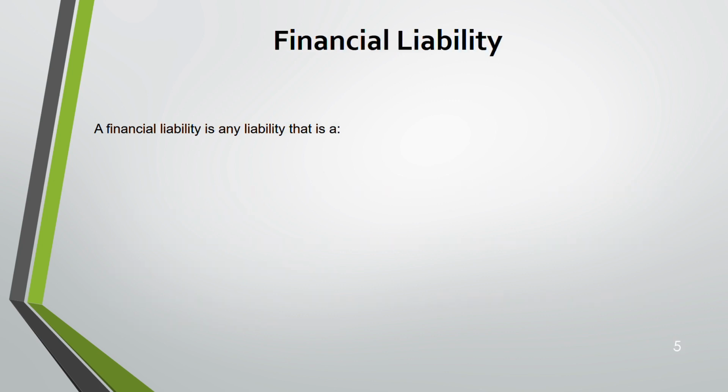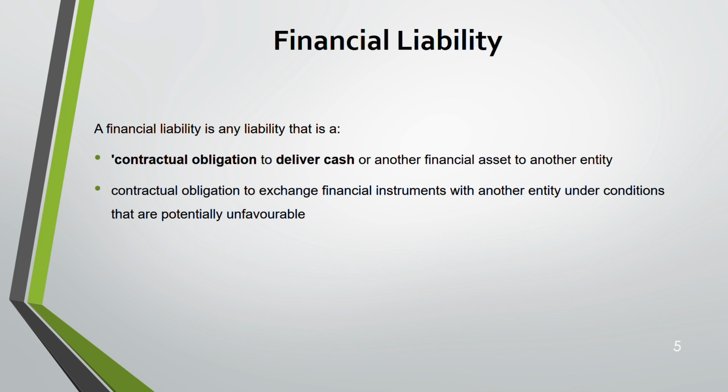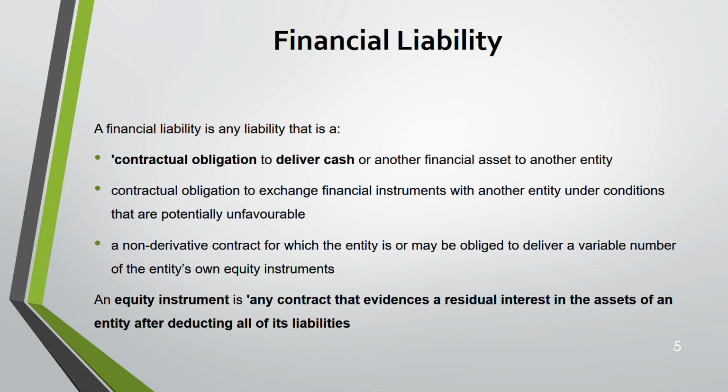Okay, moving on to financial liability. Just change the word, everything else remains the same as how we defined financial asset. Now it is not a contractual right, it is an obligation for you to deliver cash or another financial asset to another entity. Here also it is the same thing, but an obligation to exchange financial instruments on conditions which are unfavorable. Third, a non-derivative contract, again the same thing. This time it is to deliver. Earlier it was to receive. That's it.